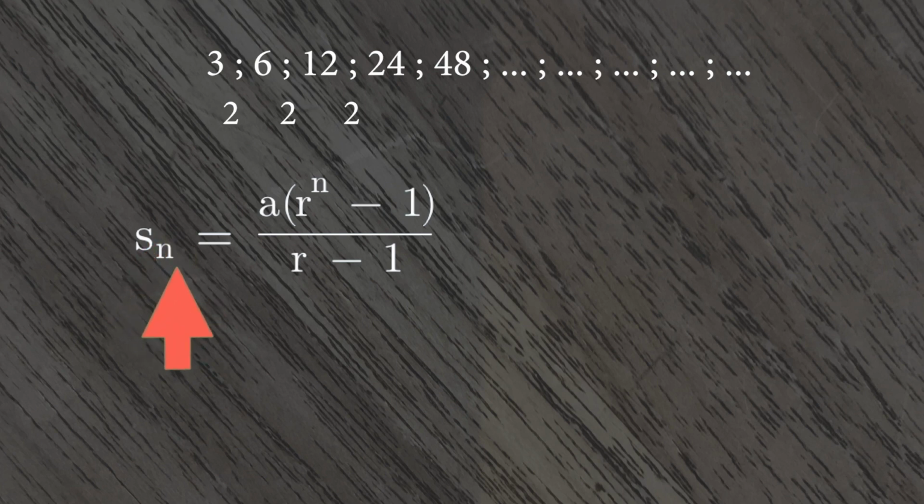We have the sum of a certain amount of terms is equal to a, and in brackets again the constant ratio to the power of the amount of terms that we want to add up, minus 1, and then divided by the constant ratio minus 1. So in the place of this n as well as this n, we are going to put 10 because we want to add 10 terms.